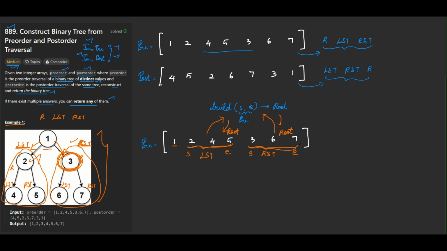So for now, what we have to figure out is that we know the first value is always going to be the root value, and right now we have to figure out the chunk of values in which all the values are belonging to the left subtree, and the chunk of values in which all the values are belonging to the right subtree. How exactly do we figure this out? Now tell me guys, is only pre-order traversal enough to figure out this information?